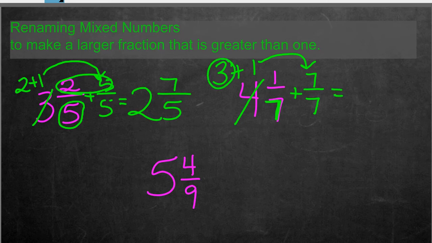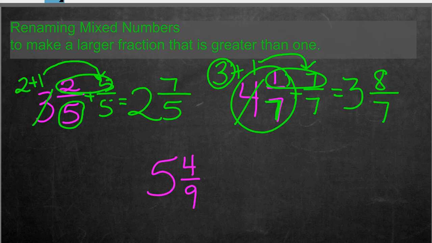So I'm going to keep my whole number of 3. And I'm going to take my 1 plus my 7, and I'll get 8. And I will keep my denominator of 7. So again, I've taken 4 and 1/7, and I have renamed it to equal 3 and 8/7. All right, so let's just do one more before you practice.